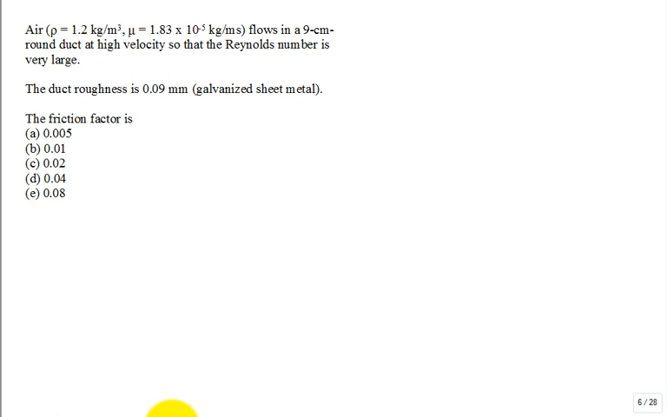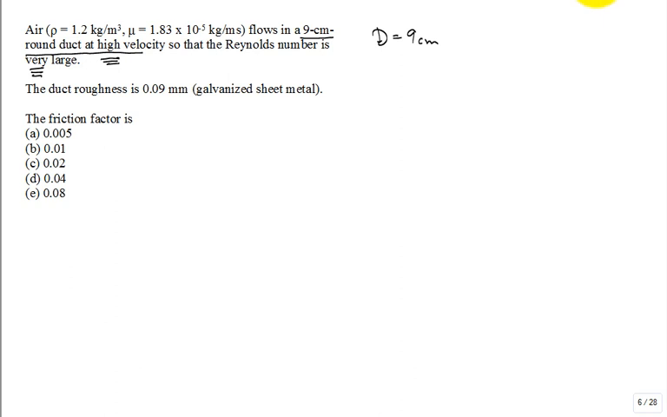Air, it's given a density and viscosity, and it flows in a 9-centimeter round duct, at a high velocity, so that the Reynolds number is very large. The duct roughness is 0.09 millimeters. It's galvanized sheet metal. What is the friction factor, F? We'll give you 2 minutes on that one.